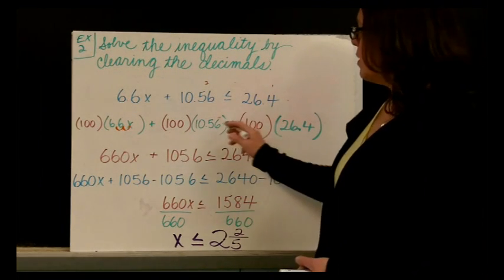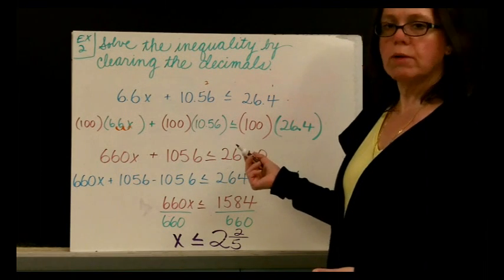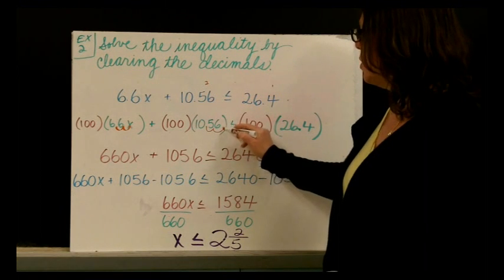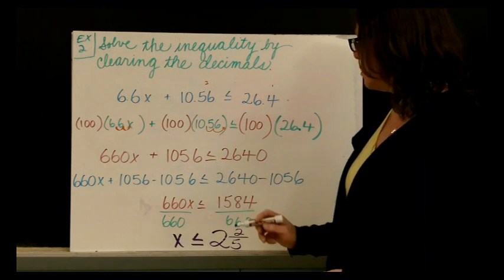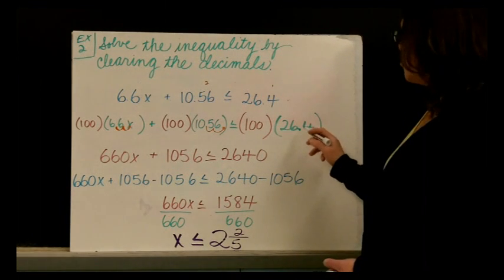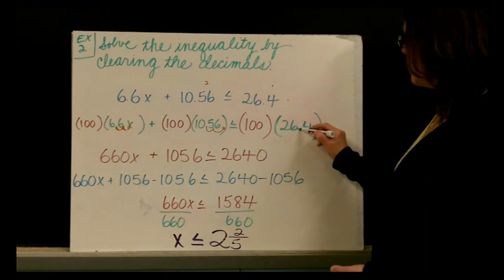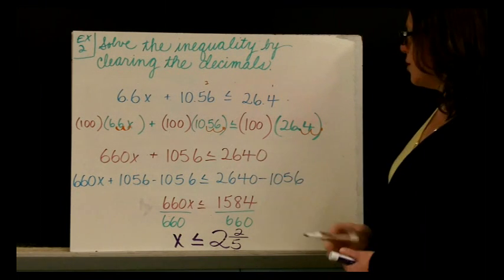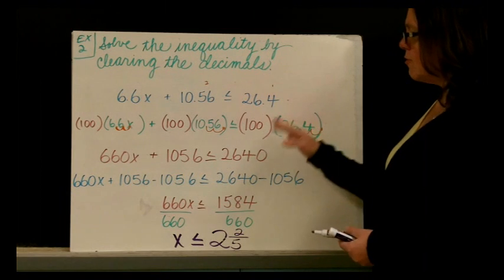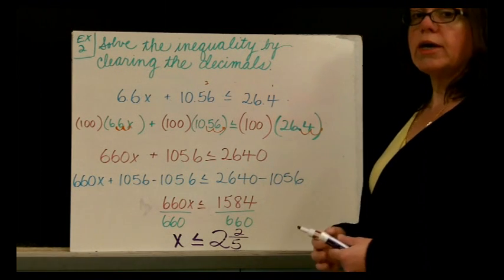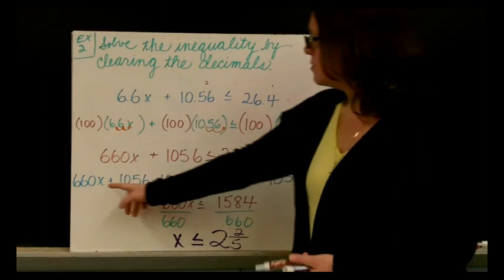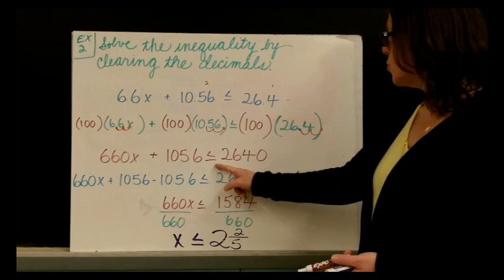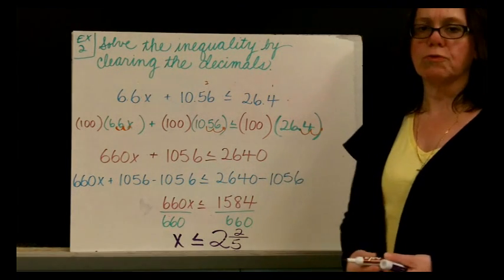660x. And then when we have our 10.56 multiplied by 100, we take our decimal point and move it twice, 1, 2, which gives us 1056. And when we take our 26.4 and move the decimal 1, 2 places, and we fill in a 0, we have 2,640. So now we have what I like to say, a friendlier inequality that we're solving. We have 660x plus 1,056 is less than or equal to 2,640.